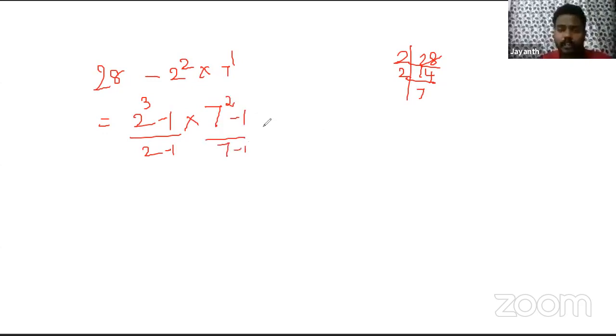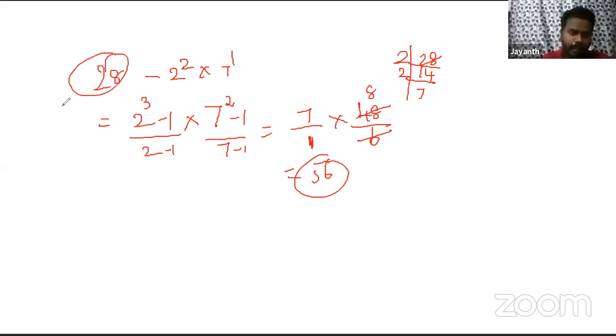2 cube is 8. 8 minus 1 is 7. 2 minus 1 is 1. 7 square is 49. 49 minus 1 is 48. 7 minus 1 is 6. 48 by 6 is 8. 7 times 8 is 56. Look here: n is the number, and the sum of the factors is 2 into 28, that is 2 times n. It is a perfect number.